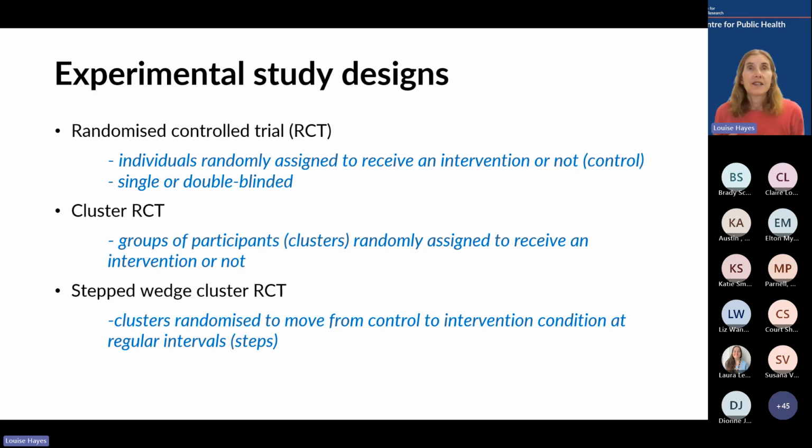Related to that is a cluster RCT, where people are allocated in clusters or groups rather than as individuals, and that's usually done when it's not sensible to randomise people individually.